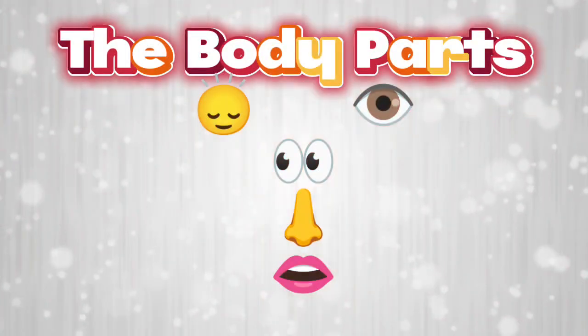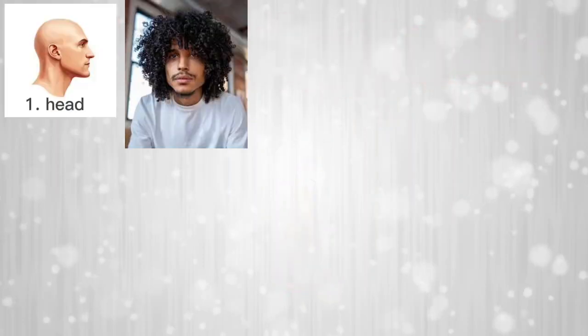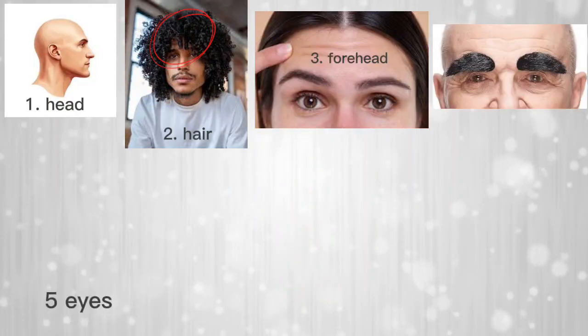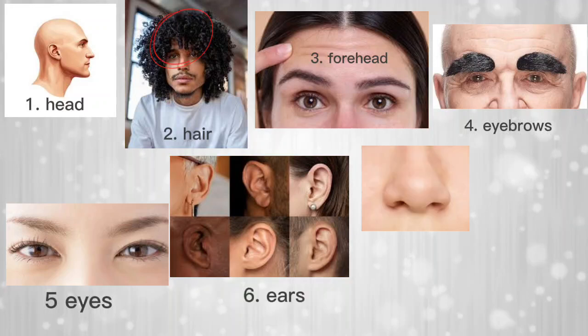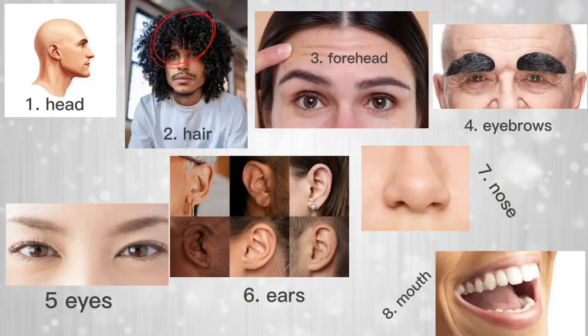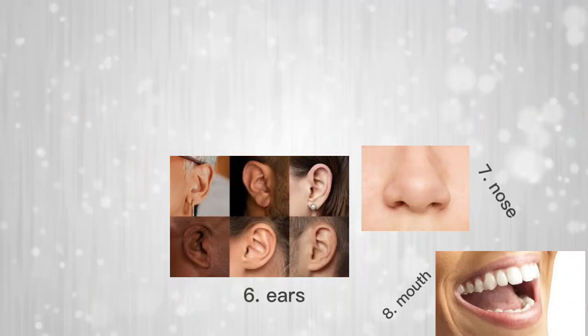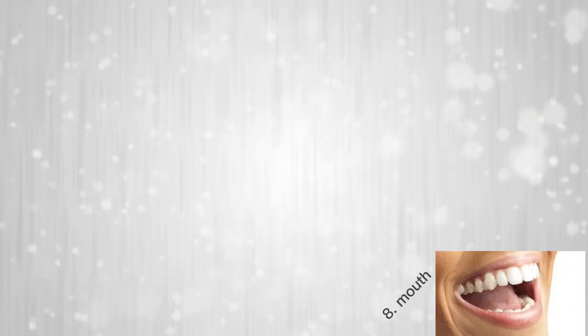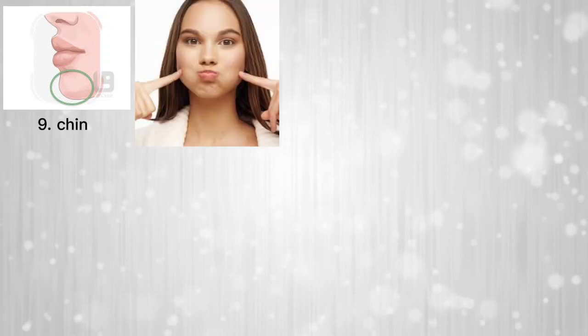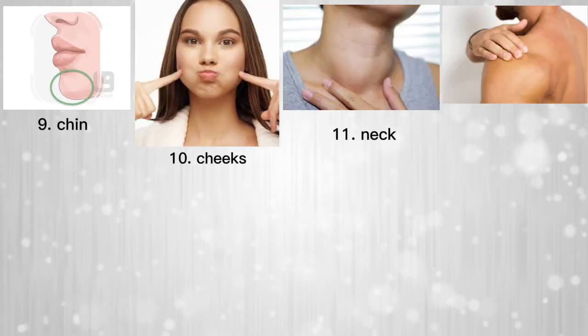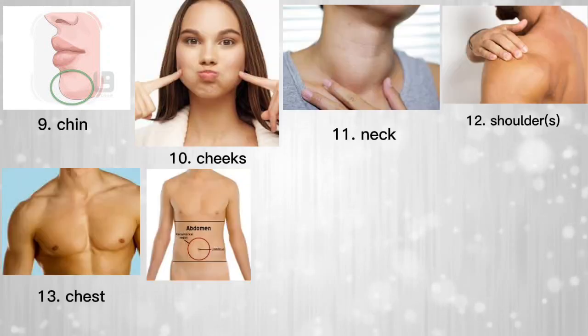Three, two, one. Number 1, head. 2, hair. 3, forehead. 4, eyebrows. 5, eyes. 6, ears. 7, nose. 8, mouth. 9, chin. 10, cheeks. 11, neck.